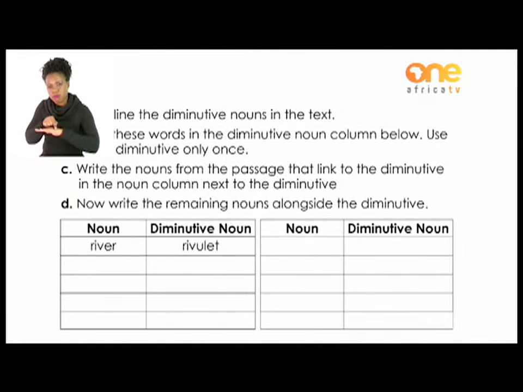And then B says, write these words in the diminutive noun column below. Use each diminutive only once. Right, so I would like you to do that exercise. And before that, okay, that's fine.